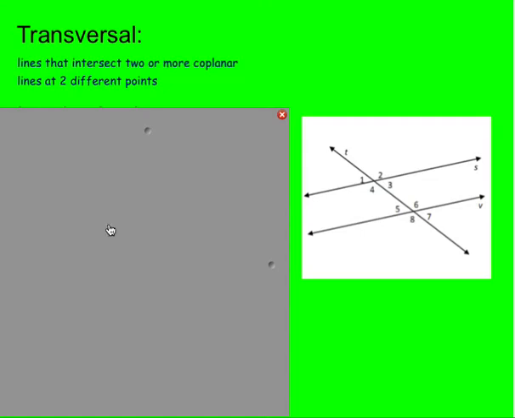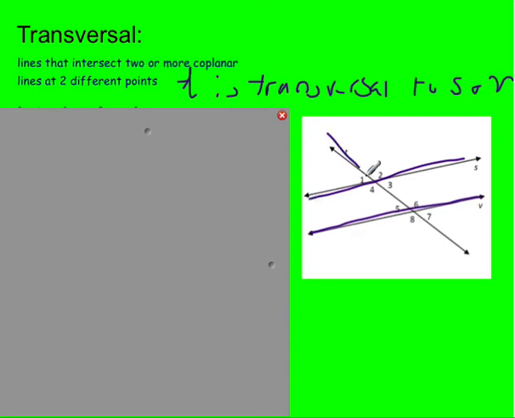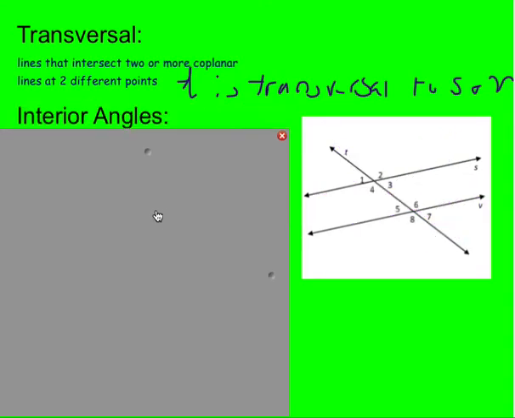For example, on this first one, we could say that T is transversal to S and V. S and V are here, and T is going to go and cut through them. That makes it a transversal to S and V. Let's take a look at the next one.